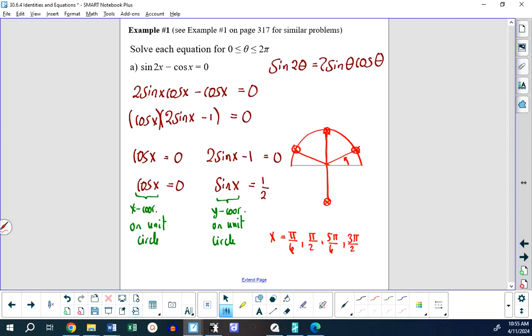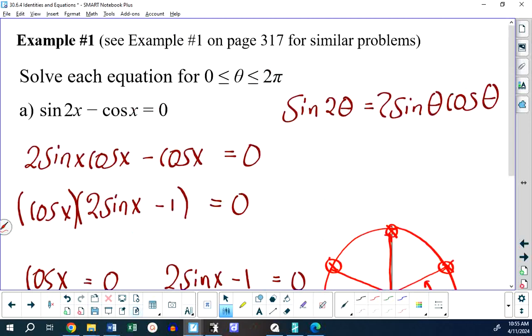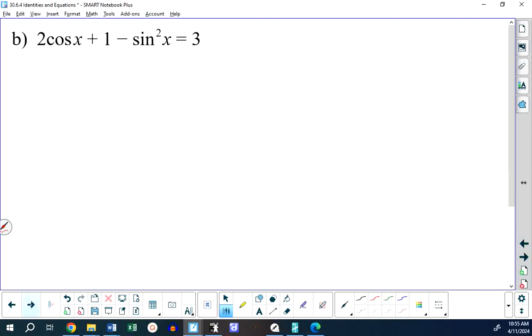Any questions with that example? This is the goal. You're taking identities and you're rewriting the equations into a simpler equation to solve. So for example, with b, we have 2 cos x plus 1 minus sine squared x is equal to 3. Can you confirm that's the equation you have written there? Typed out?